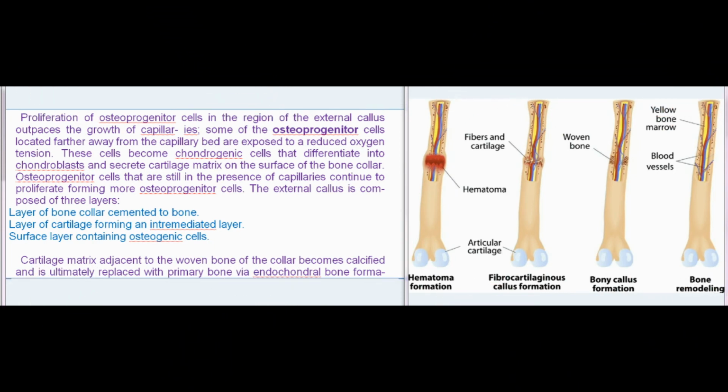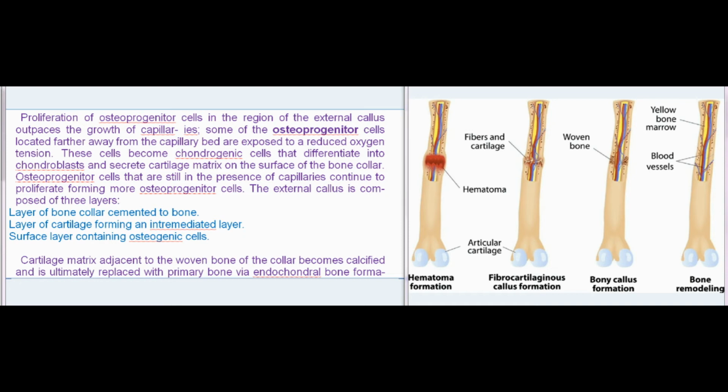Proliferation of osteoprogenitor cells in the region of the external callus outpaces the growth of capillaries. Some of the osteoprogenitor cells located farther away from the capillary bed are exposed to a reduced oxygen tension. These cells become chondrogenic cells that differentiate into chondroblasts and secrete cartilage matrix on the surface of the bone collar. Osteoprogenitor cells that are still in the presence of capillaries continue to proliferate, forming more osteoprogenitor cells.